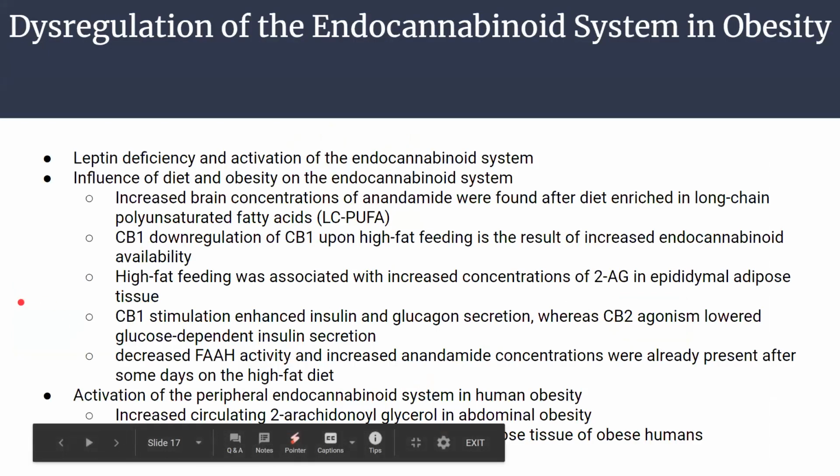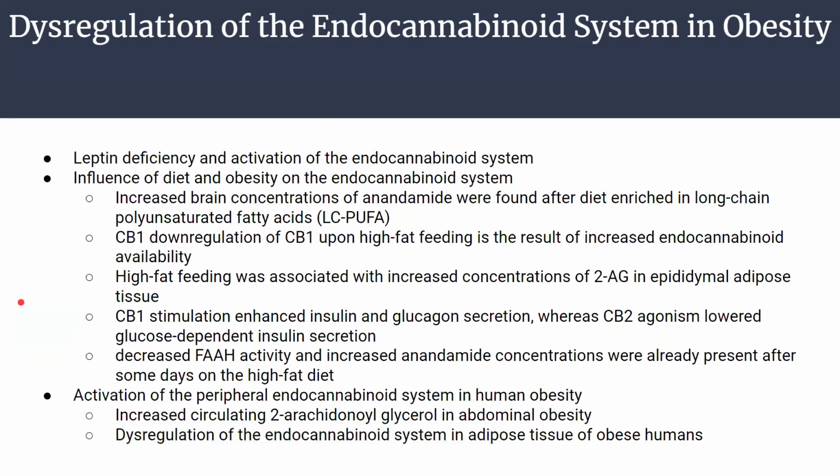Now, what are the other things? This was another very important observation in the same paper. There is a complete dysregulation of the endocannabinoid system in obesity. The leptin deficiency, which is there, also causes activation of the endocannabinoid system. The influence of diet is very important here, and this was actually very well researched. That's why I kept all these points as they were in the paper.